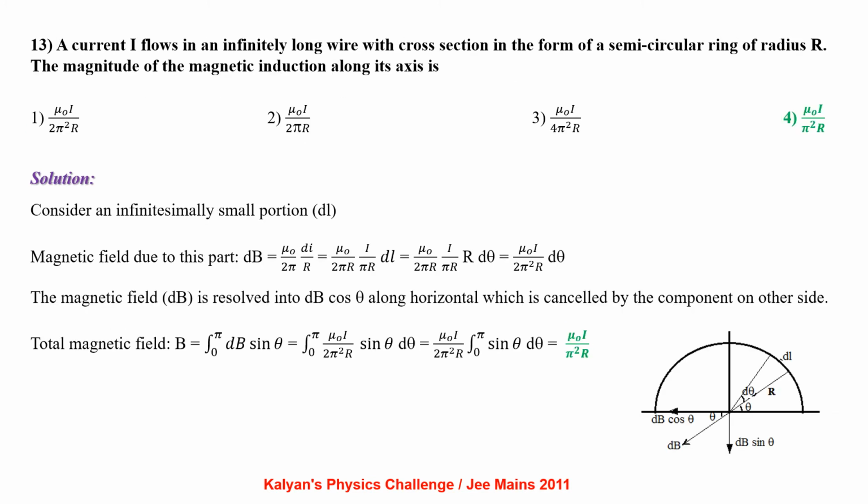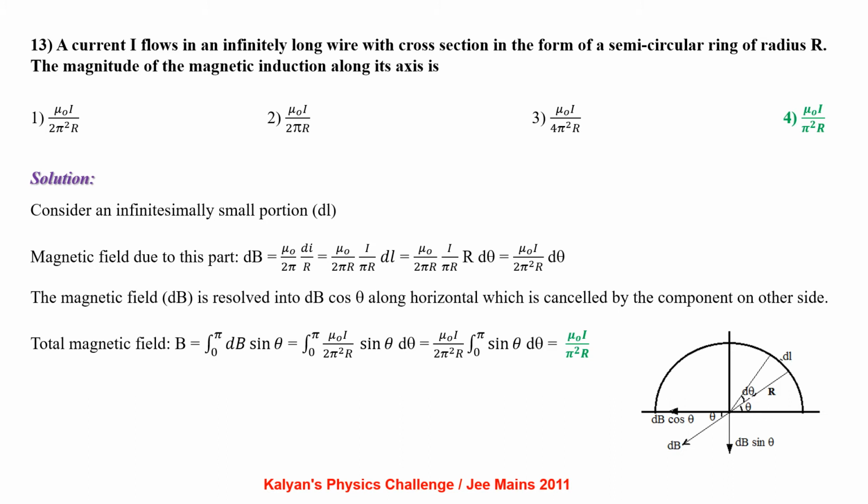A current I flows in an infinitely long wire with a cross section in the form of a semicircular ring of radius capital R. The magnitude of magnetic induction along its axis is. The cross section of the conductor, that is a semicircle of radius capital R, is shown in the figure. As current is flowing through the conductor, we have to calculate the magnetic field created by this conductor at the axis of the conductor. Now consider a small portion of the conductor of length dl which is subtending an angle d theta at the origin.